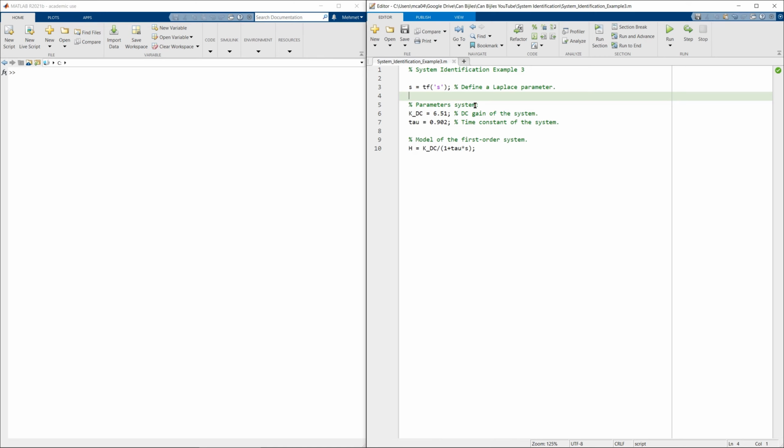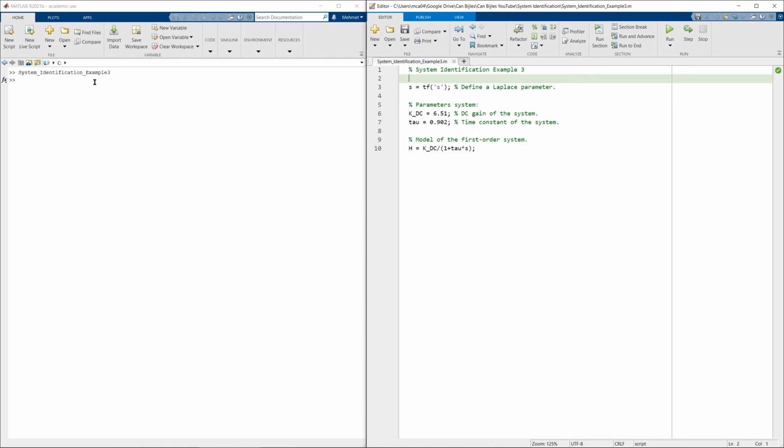The parameters of our system: we have determined that the KDC was 6.51, so this is the DC gain of the system, or the steady state gain of the system. The tau, which is a time constant, is in this case 0.902 seconds. And the model of the first order system was given by KDC over 1 plus tau s. That's the expression we have here, and we have now determined the necessary parameters for our system. So let's run this and then check that also in the unit step response and also for the Bode plot and see what we have.